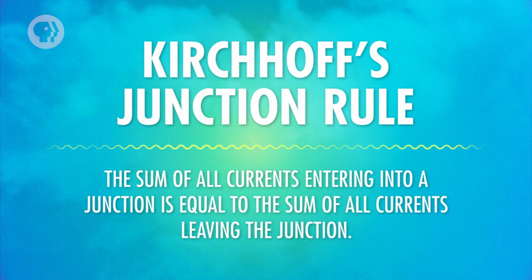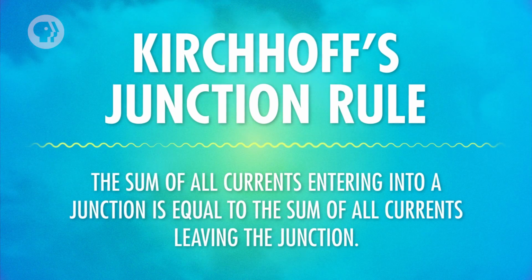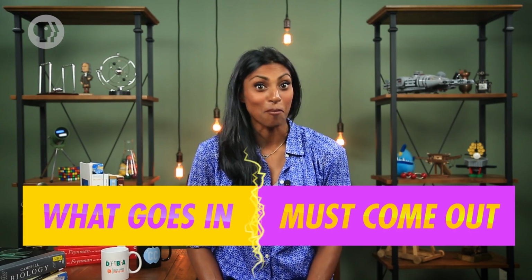The first rule, which deals with the conservation of charge, is something we've actually already discussed. It's known as Kirchhoff's junction rule, and it states that the sum of all currents entering into a junction is equal to the sum of all currents leaving the junction. Like I've been saying, what goes in must come out.